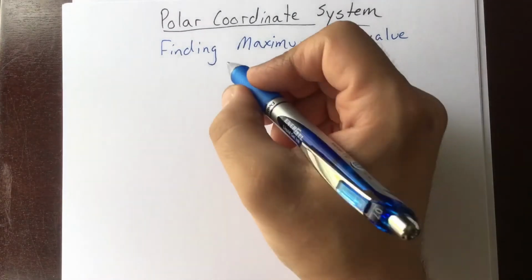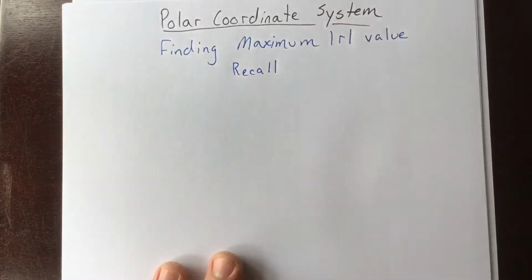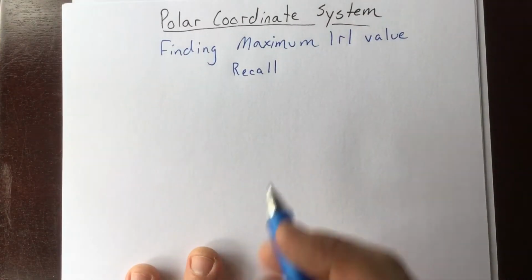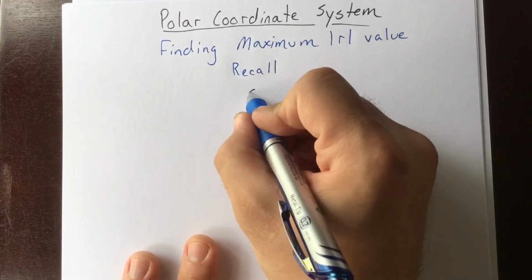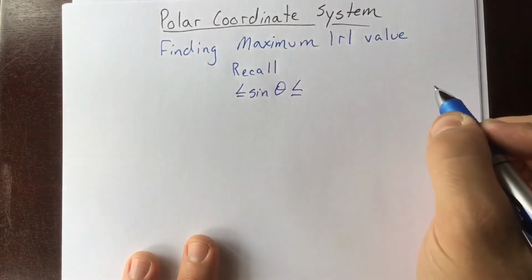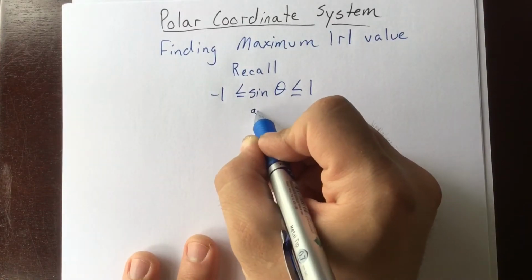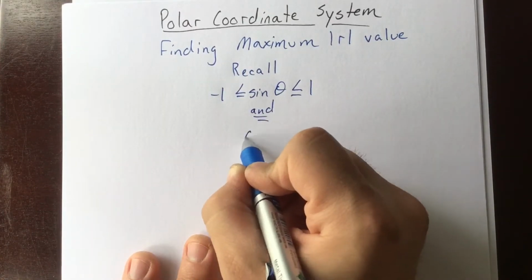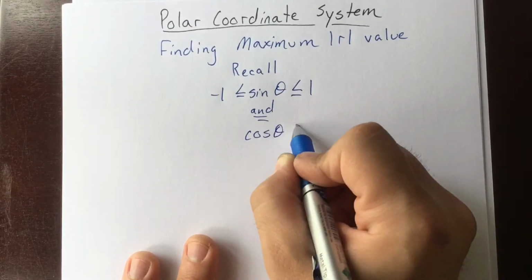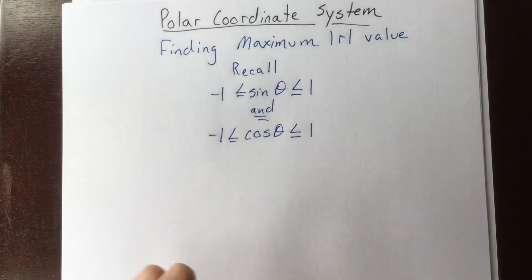So let's begin by first recalling something that we will definitely need in order to find the maximum R value. We will need to remember that the sine function falls between -1 and 1, as does cosine. Cosine of theta falls between 1 and -1. This is going to be critical for us to test and find this maximum value.